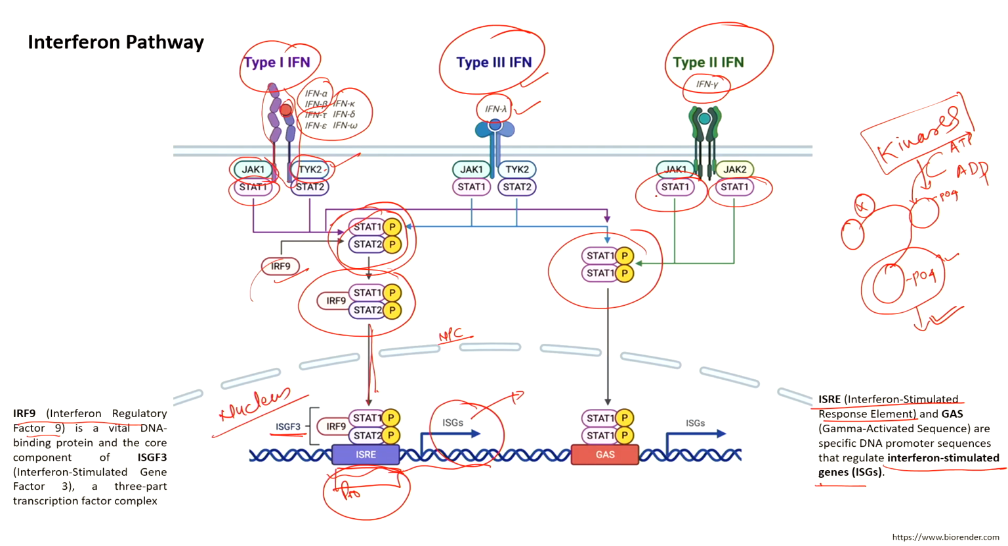The function is almost the same because the Janus kinase does phosphorylation, they can migrate, and they can go and bind to this gamma activated sequence, which is again a promoter, but this can regulate a different set of interferon stimulated genes. The function is the same because once they come out into the system, the whole function is to make the cell immune against the entry of viruses.